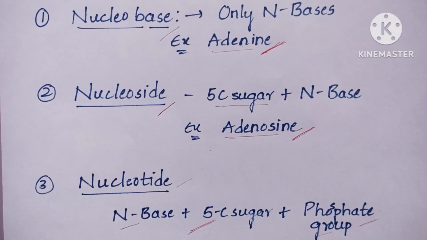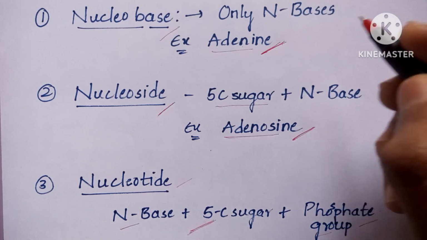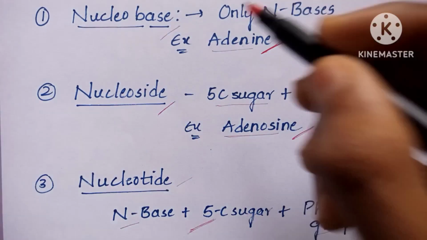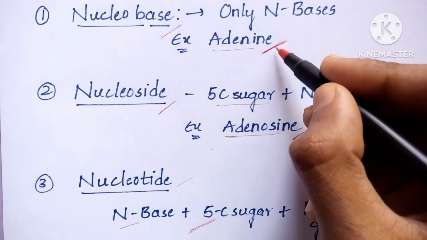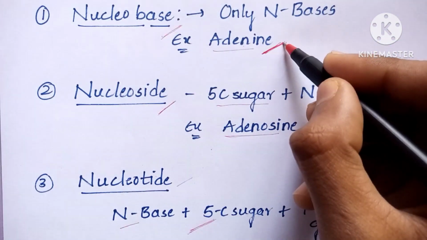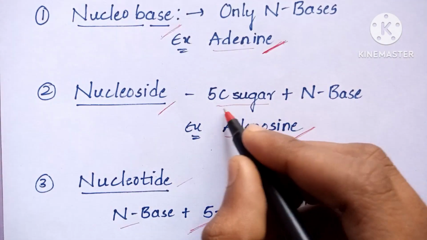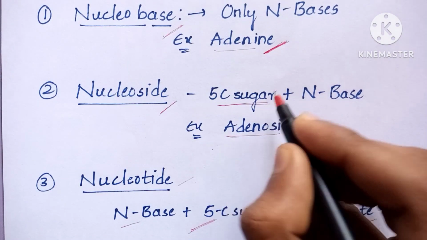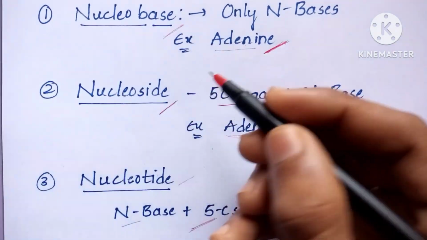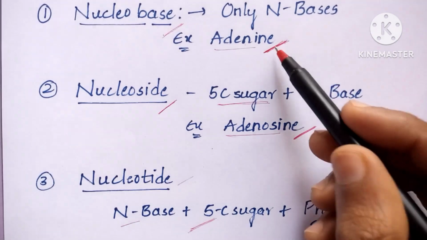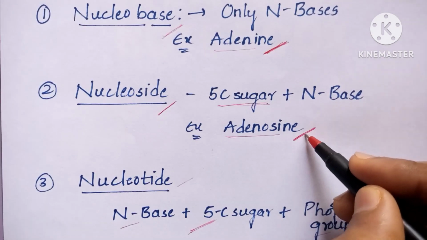Here, as you can observe, I have written three technical terms: first nucleobase, second nucleoside, and third nucleotide. All these terms are necessary for better understanding of nucleic acid formation. If only a nitrogen base is present in a structure, such a structure is called a nucleobase. For example, one of the nitrogen bases is adenine. If this adenine is bound along with the 5-carbon sugar, such a structure is called a nucleoside, and the adenine is now converted into adenosine.